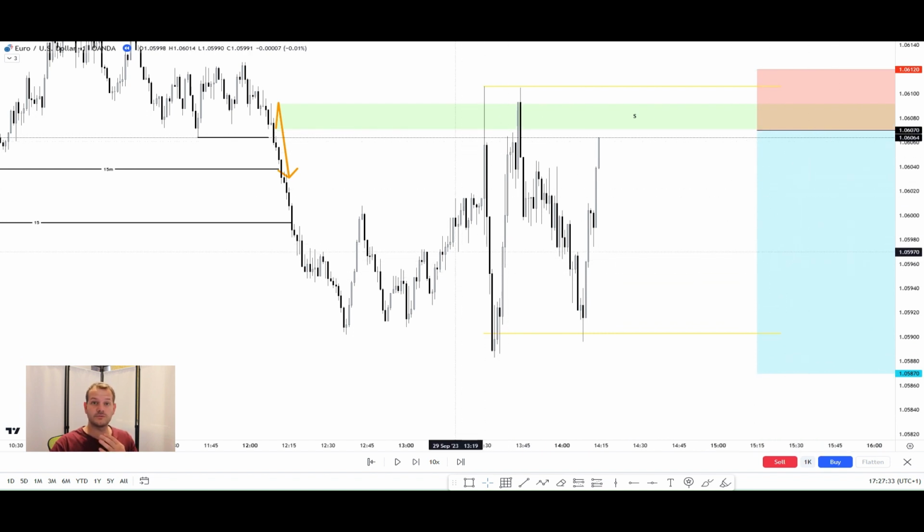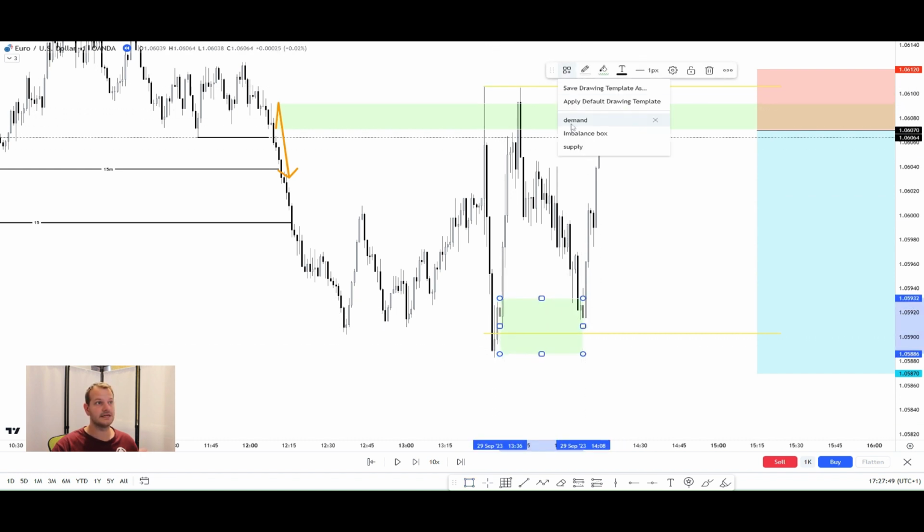And it was a good job I wasn't watching it, because it would have taken me out at break even and I'd be annoyed. Whereas because I wasn't watching it, it then came down again. Then it reacted from this demand zone. Of course I wasn't watching it, so there's no emotion involved, which is great.